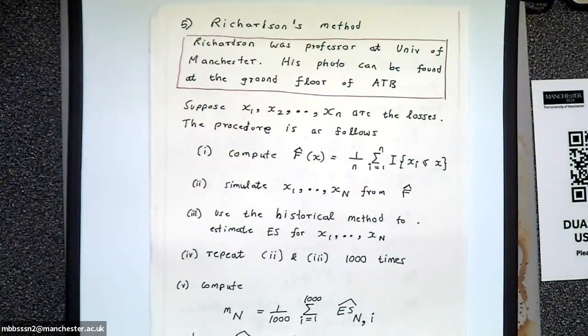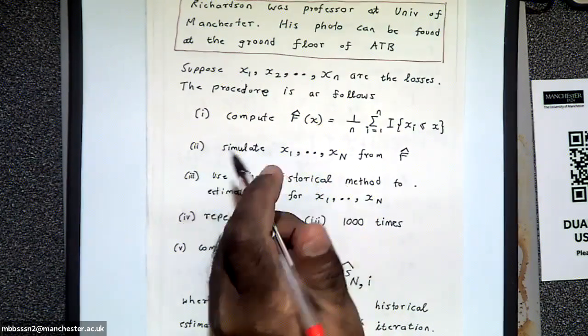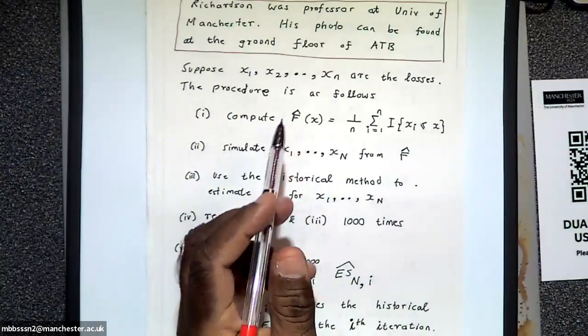Actually, Richardson was a professor at the University of Manchester. You can see his photo at the ground floor of the Alan Turing building. You should go to one of the lecture rooms on the ground floor of ATB. You will see his photo there. Maybe you have already seen it. I don't know. Well, he was a professor a long time ago. He's obviously not alive now. So anyway, this method is named after him.